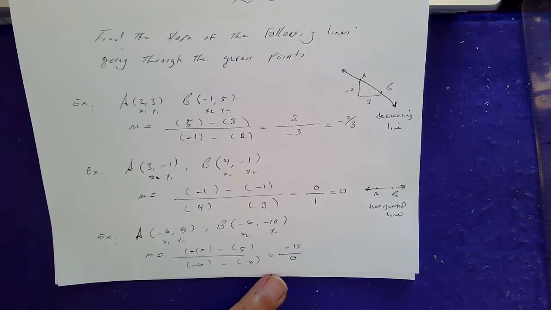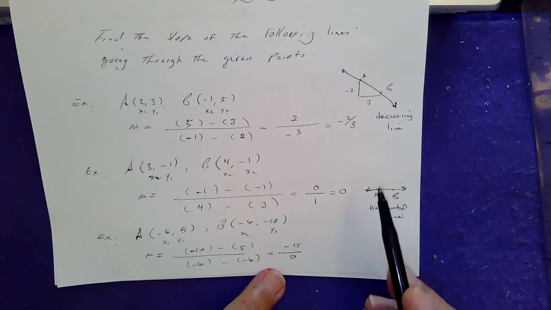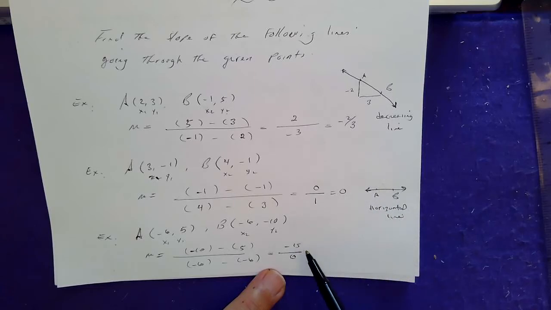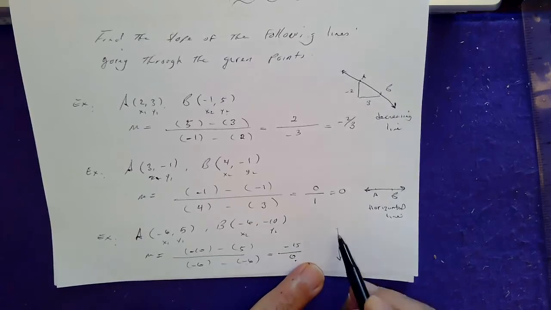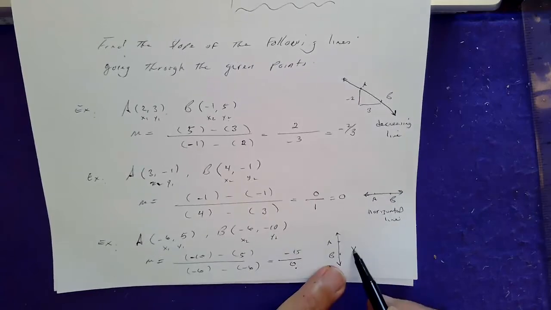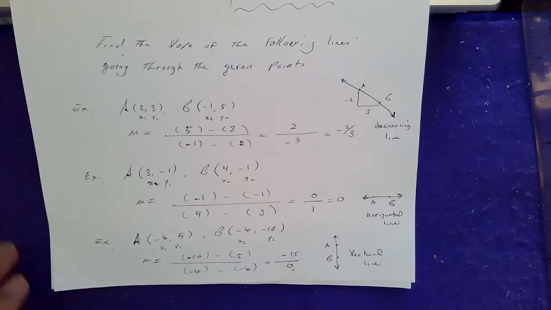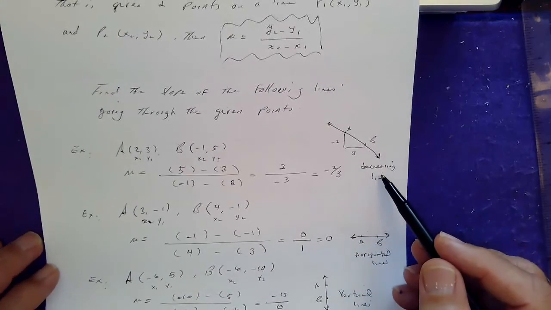So what does that mean? That means if I want to go from point A to B on the line, I'm allowed to go 15 units down, but no movement sideways. What does that tell you? That tells you the line is a vertical line.